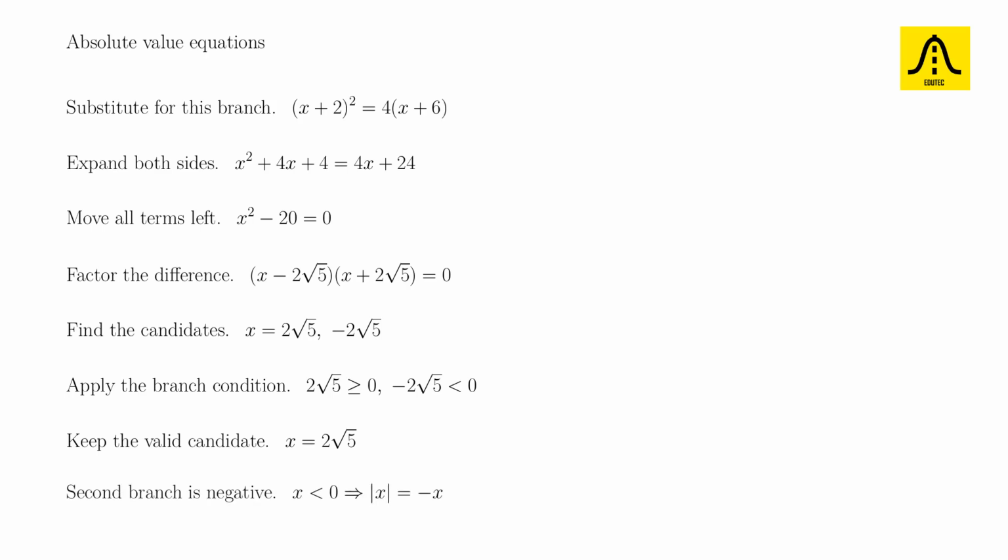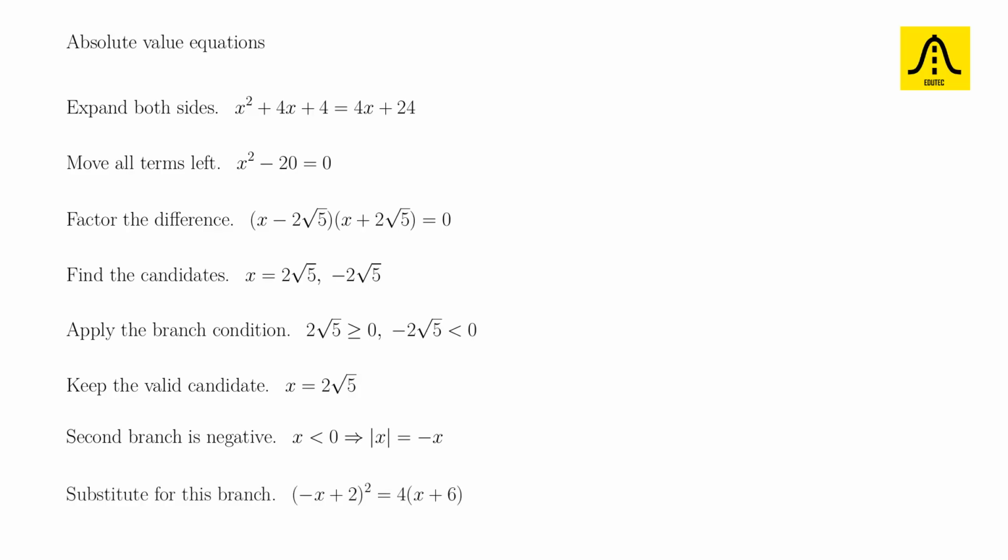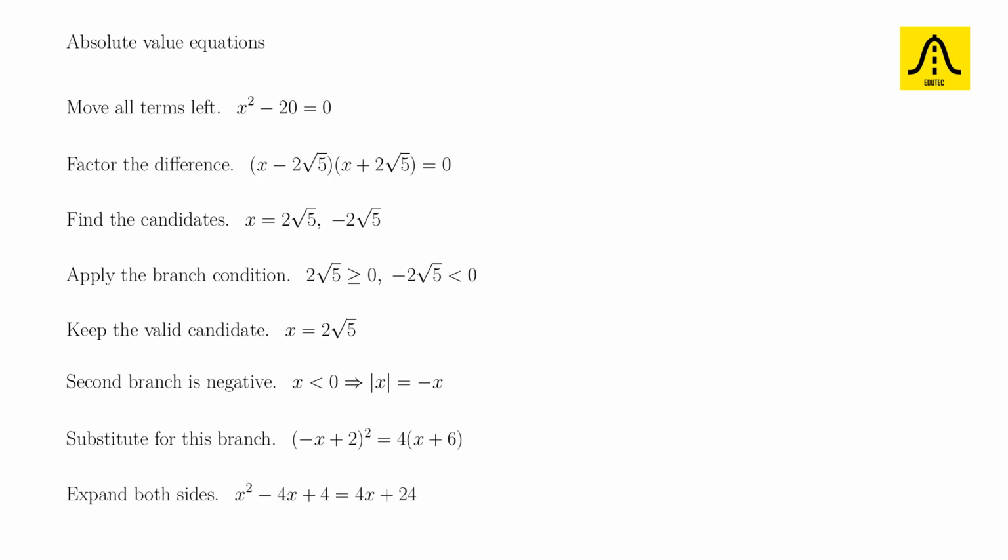Now we handle the negative branch, where the absolute value of x becomes negative x. Substitute negative x for the absolute value in the original equation. Expanding the square gives x squared minus 4x plus 4.